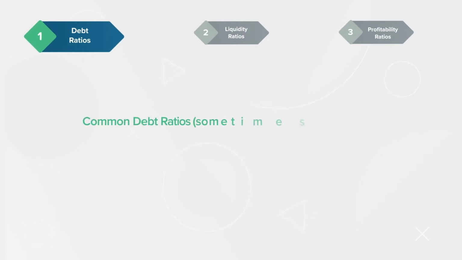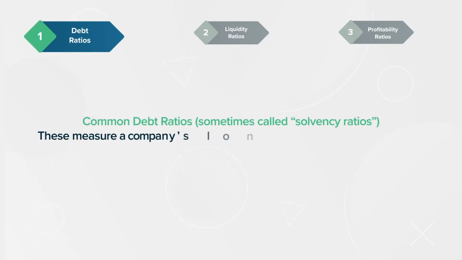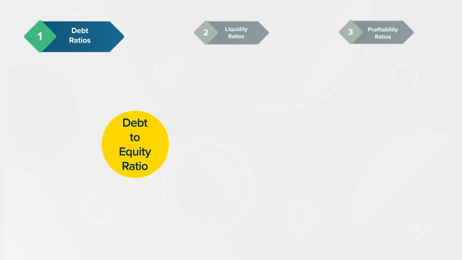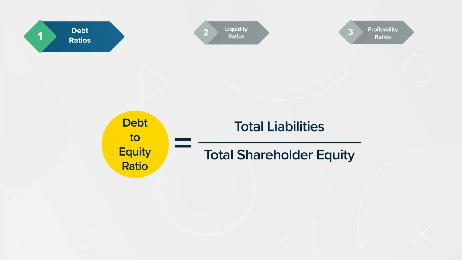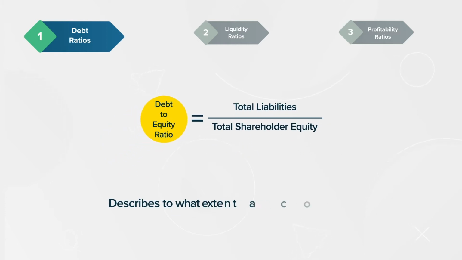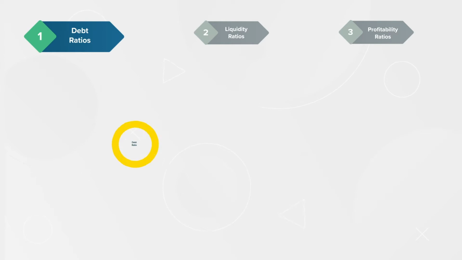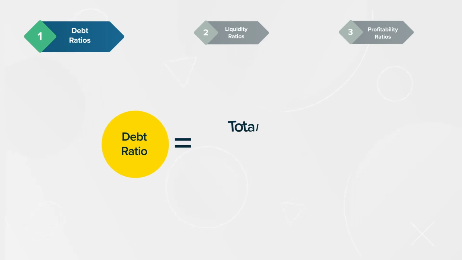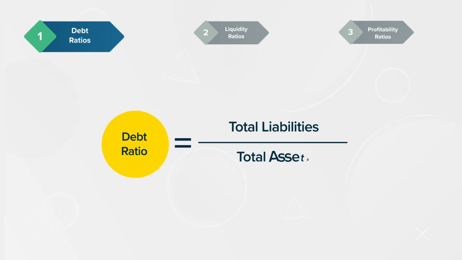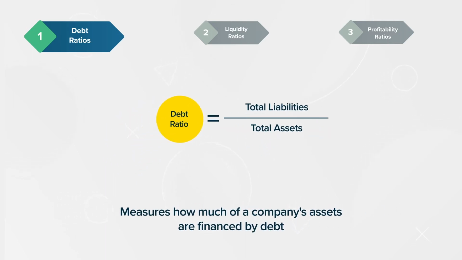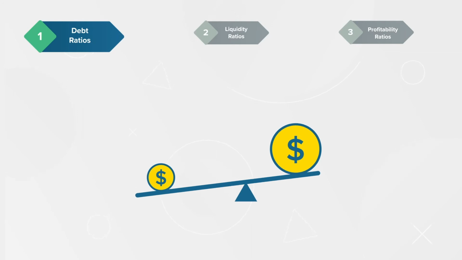Common debt ratios, sometimes called solvency ratios. These measure a company's long-term ability to pay off its debt obligations. Debt to equity ratio equals total liabilities divided by shareholder equity, or total. This describes to what extent a company is financed by debt relative to equity. Debt ratio is total liabilities divided by total assets. This measures how much of a company's assets are financed by debt. In other words, its financial leverage.